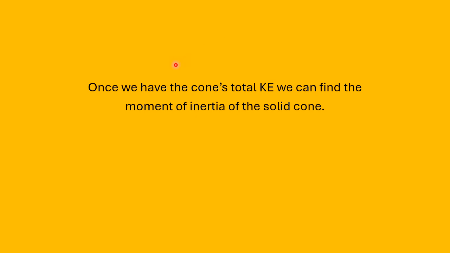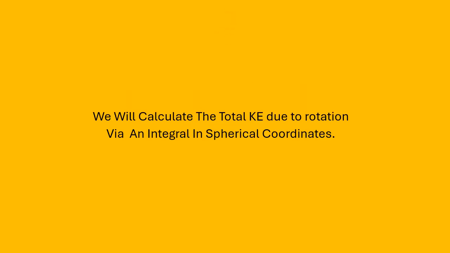So we will focus on a solid cone that is rotating about its axis of symmetry. And we will set up an integral for the kinetic energy in terms of cylindrical coordinates, a triple integral in cylindrical coordinates. We will then use that to compute I. I will depend just on the geometry of the object, in this case a cone, and its mass. We will calculate the total kinetic energy due to rotation via an integral in spherical coordinates.